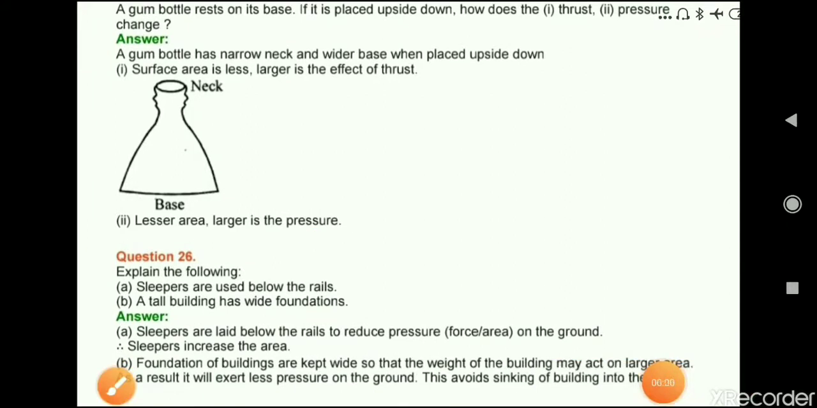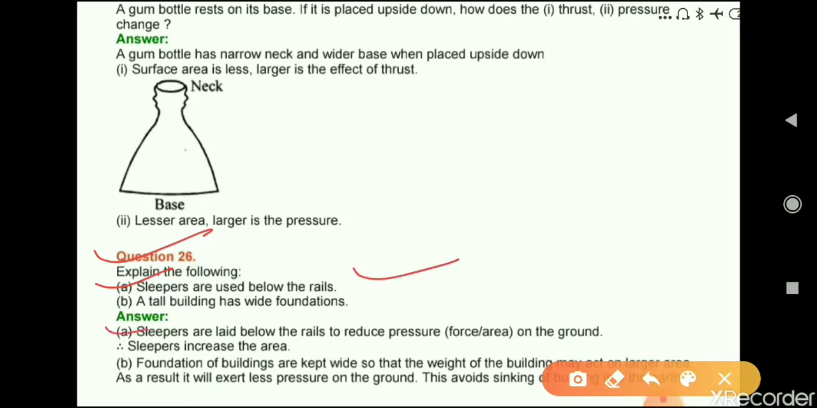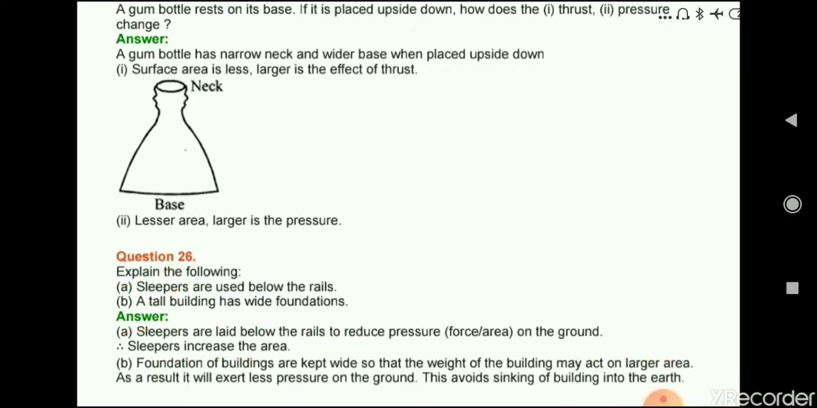Question number 26. Explain the following. A. Sleepers are used below the rails. Answer. Sleepers are laid below the rails to reduce pressure on the ground. Sleepers increase the area. B. A tall building has wide foundations. Foundations of buildings are kept wide so that the weight of the building may act on a large area. As a result, it will exert less pressure on the ground. This avoids sinking of the building into the earth.